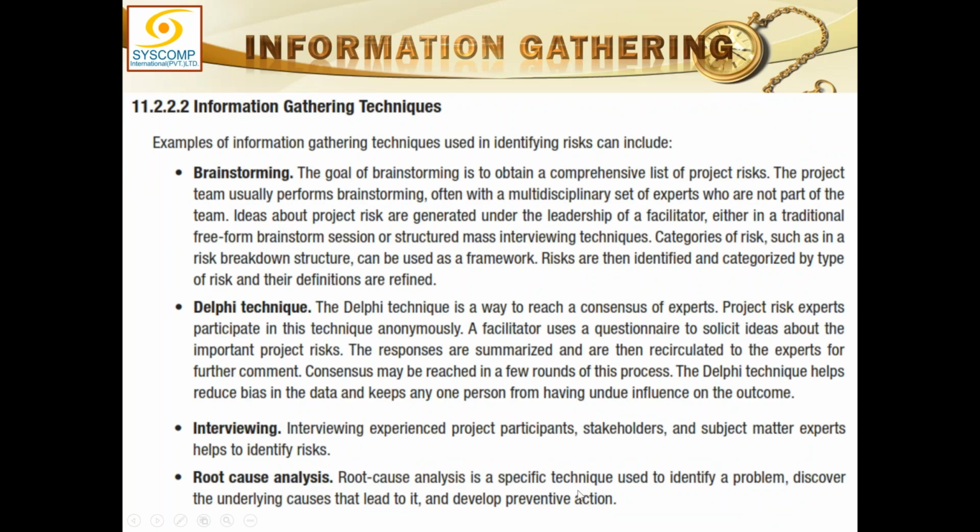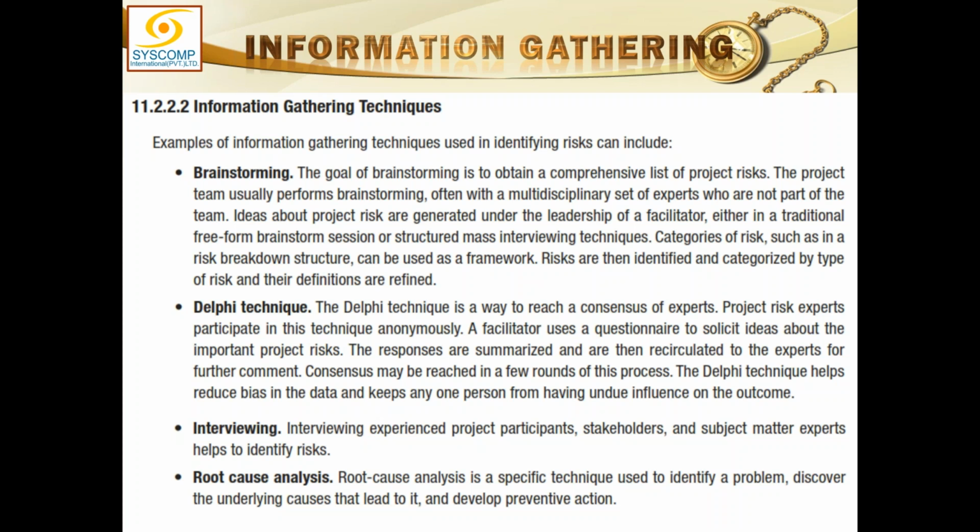Information gathering techniques, I have already talked about them. We can talk more. They can be even more than these information gathering techniques. We did talk about brainstorming. The goal of brainstorming is to obtain a comprehensive list of project risks. The project team usually performs brainstorming, often with a multidisciplinary set of experts who are not part of the team. Ideas about project risks are generated under the leadership of a facilitator, either in a traditional free-form brainstorm session or a structured mass interviewing technique. Categories of risk, such as in a risk breakdown structure, can be used as a framework.